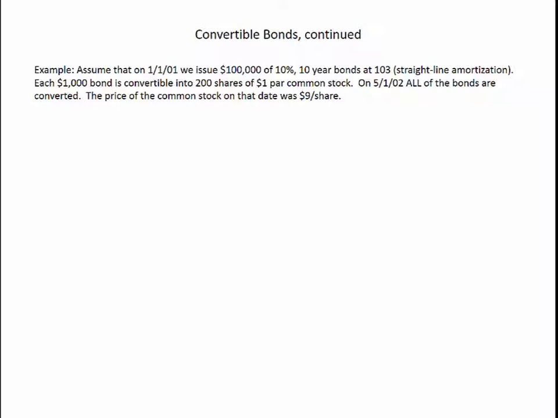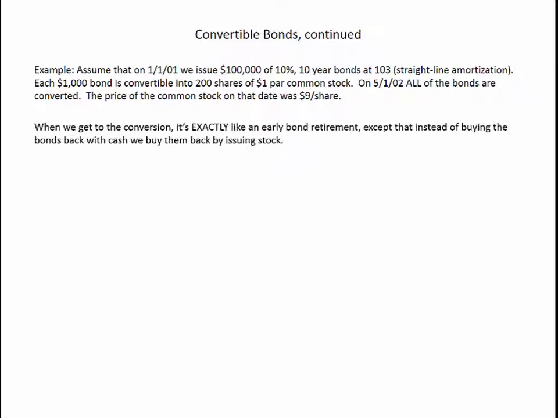Previously, when we repurchased bonds, we wrote a check to buy the bonds back. Now we're going to be issuing shares of stock to reacquire the bonds. All of the same mechanics, all of the same procedures. It's just a question of what do we credit when we reacquire these bonds.